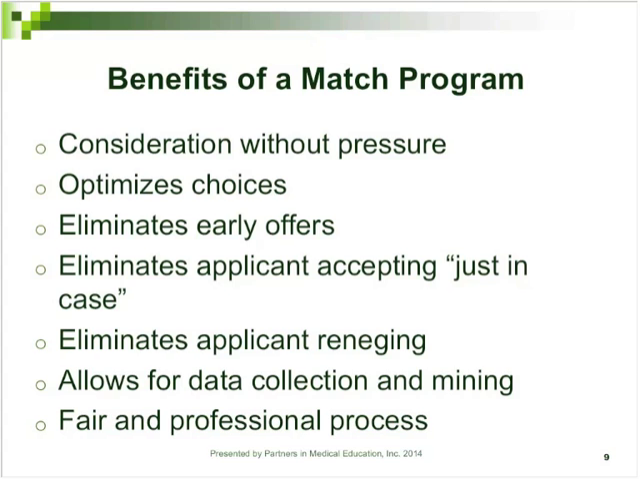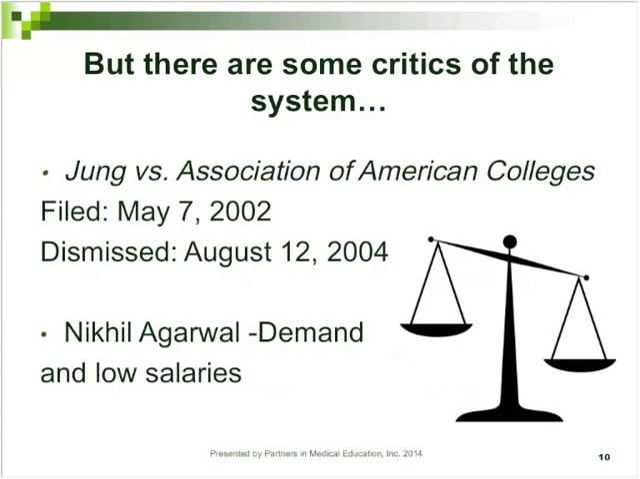Now, you may recall back in the early 2000s, there was a big uproar in the GME community regarding the matching process when Dr. Jung filed a lawsuit against the NRMP and others, claiming that the match process violated antitrust laws and that it was a conspiracy to keep resident salaries low. Now, the suit was dismissed in 2004 as having no basis. However, we still see various papers come up over the years on both sides of the coin.